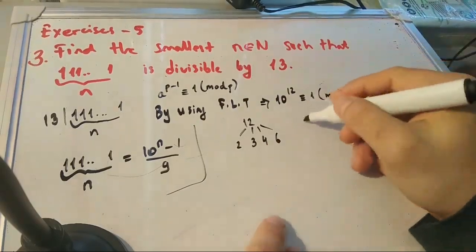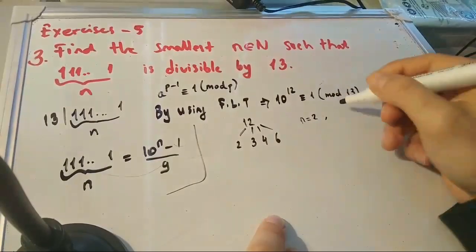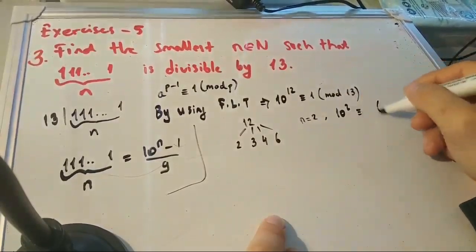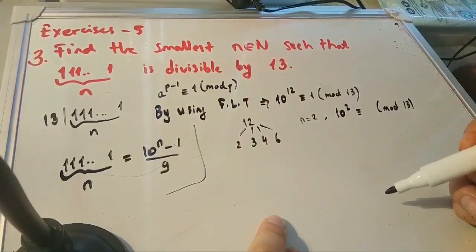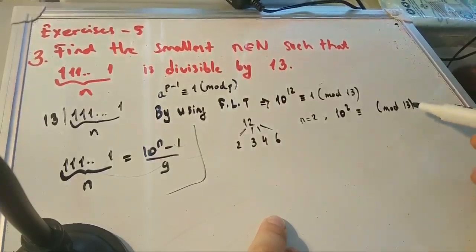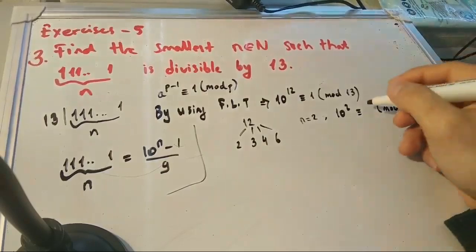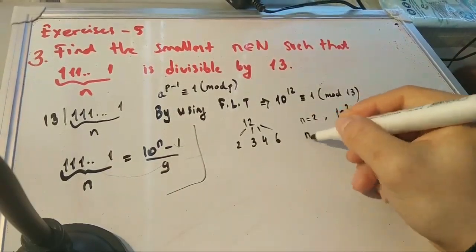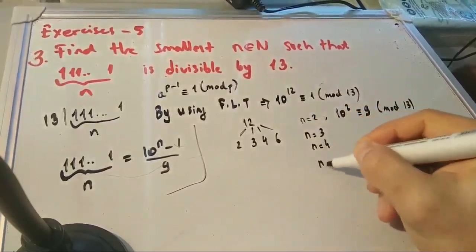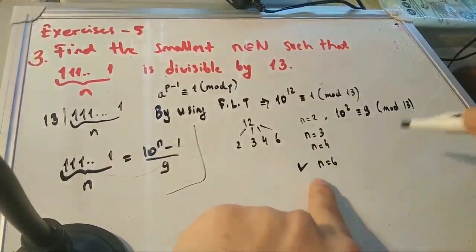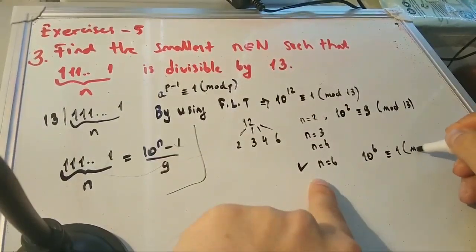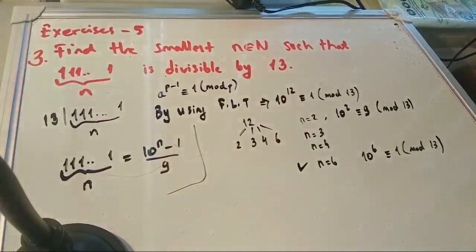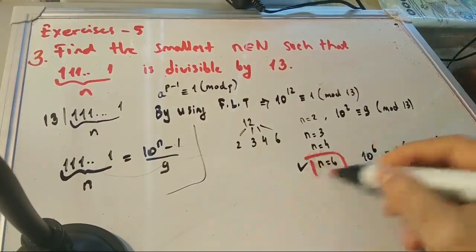So for n is 2, 10 squared is congruent to what in mod 13? 10 squared is 100. Divided by 13, 13 goes into 100 how many times? 7 times. So we will get 91 and the remainder is 9, right? Yes, it's 9. We can find this for n is 3, for n is 4, and for n is 6. When we use n is 6, we also get 10 to the power of 6 is congruent to 1 in mod 13. So instead of 12, actually we can use 6. 6 is the smallest natural number.